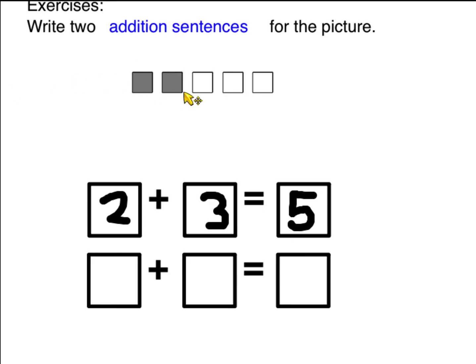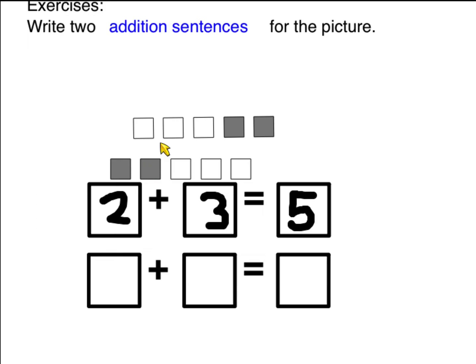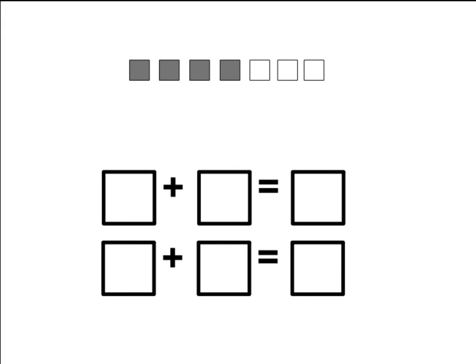So the other one is exactly the same, except we're just going to switch the order in what we do it in. Instead of doing gray ones, white ones, we're going to do white ones, gray ones. So now we're going to do 3 and 2 still makes 5 squares all together. I shouldn't have to switch this for you to see it, but let's see if you can do the 2 number sentences for this one.